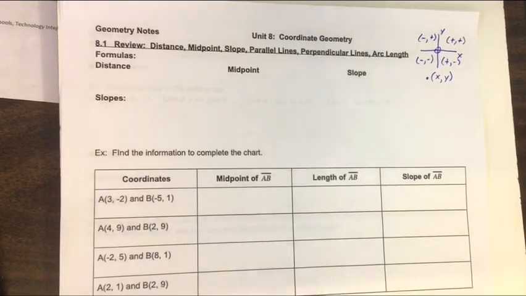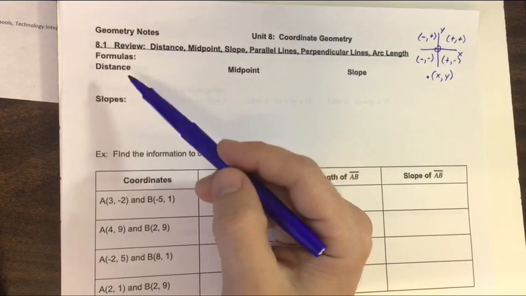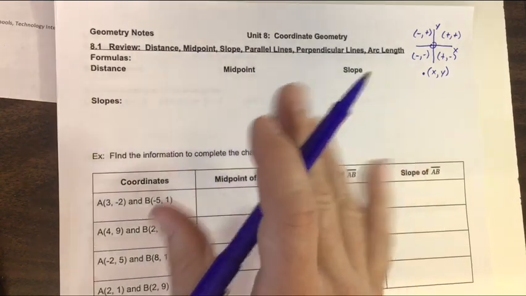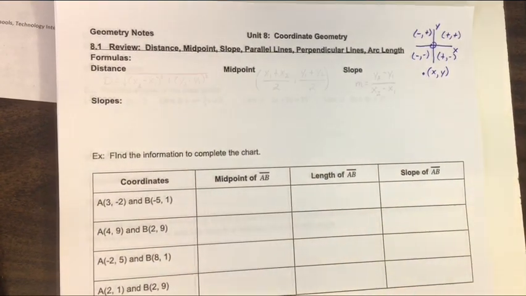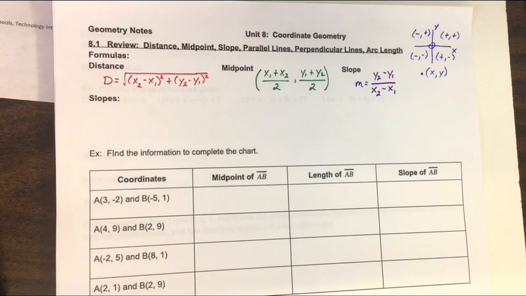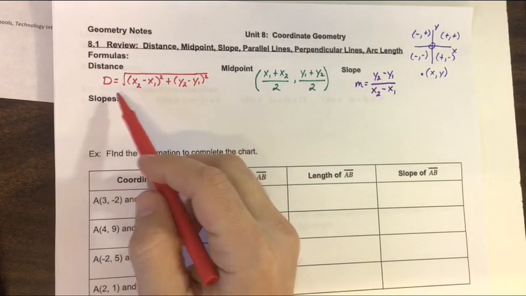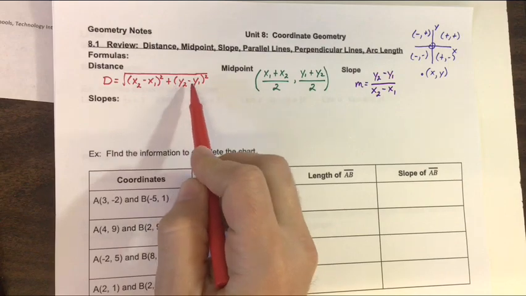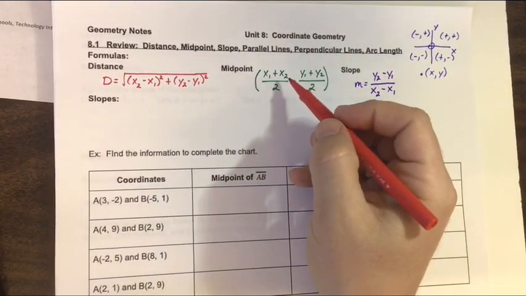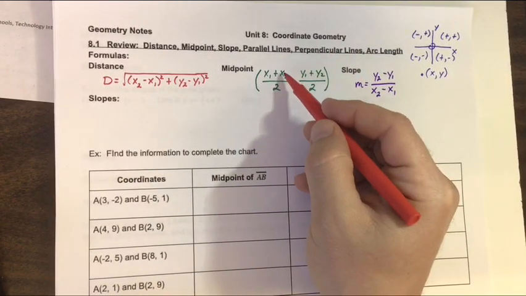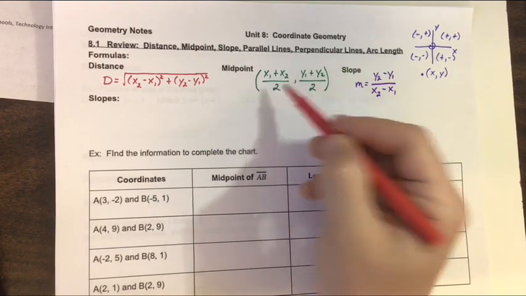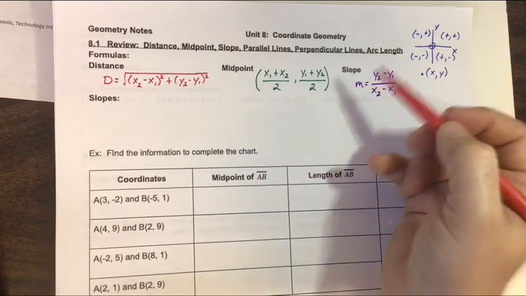There were some formulas that we've used earlier in the year that we need to remember. Formulas for distance, midpoint, and slope. And we're going to identify what those are, and so I want you to copy these down. Okay, for our distance formula, it's the square root of the difference of the x-coordinates squared plus the difference of the y-coordinates squared. For our midpoint formula, we're just taking the average x-coordinate and the average y-coordinate, add up the x's, divide by 2, add up the y's, divide by 2.